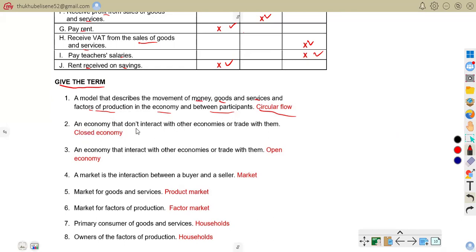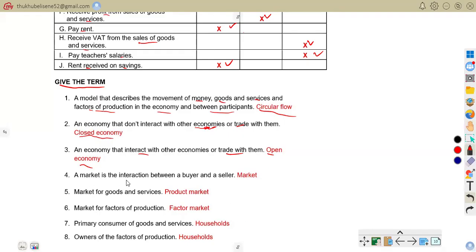An economy that doesn't interact with other countries, with other economies, or trade with them. That is a closed economy. That is an economy that does not interact with other countries or do business with other countries. So that is closed economy. An economy that interacts with other economies or trades with them. So when you trade, export, import from other countries, that is open economy.